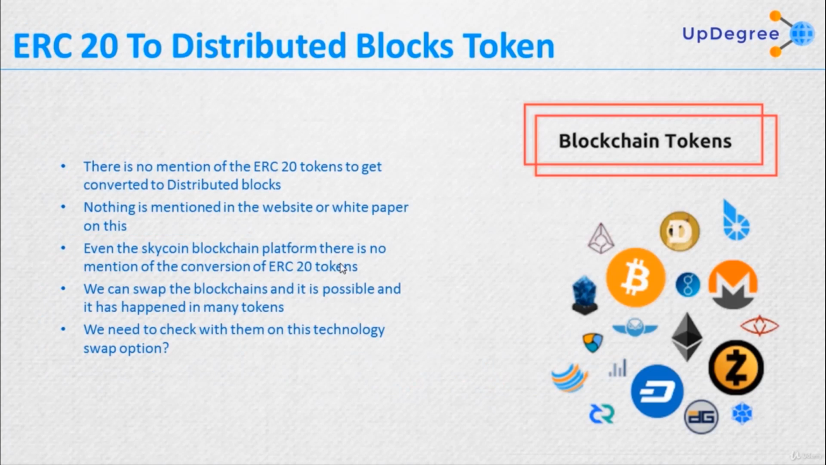ERC20 is a very traditional one. Basically, with Skycoin blockchain there is a conversion of ERC20 to distributed blocks. So we can swap the blockchains, and it's possible to have many tokens. ERC20 to distributed blocks token is very well available. On the Skycoin platform the conversion is possible, but there is no mention of the technology. Overall, they are checking that we can swap the blockchains, but we need to check with them on the technology swap option.